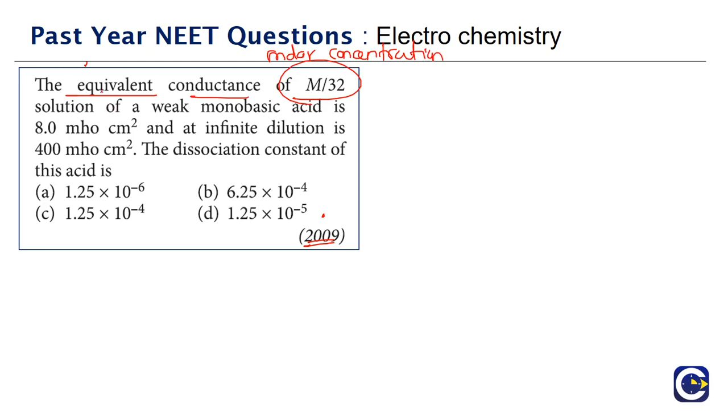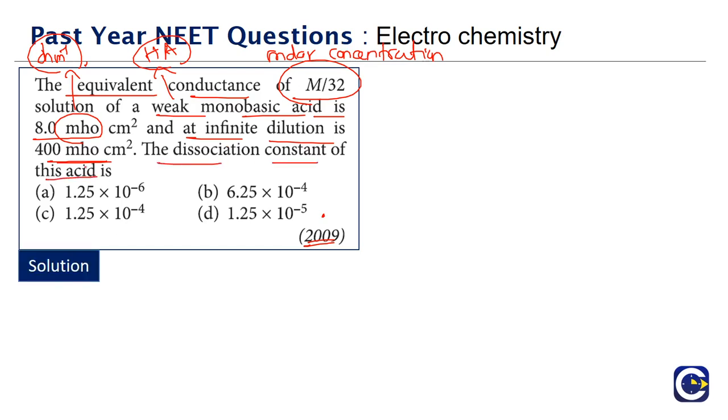The equivalent conductance of a M by 32 solution of a weak monobasic acid. Weak monobasic acid means what? The acid of the type HA is 8 mho, mho being ohm inverse, which can also be written as mho centimeter square. And at infinite dilution, what is the value of this? 400. The dissociation constant of this acid is? So we have to find the dissociation constant of the acid. See what they are giving us. They are giving us the equivalent conductance at the given concentration, and they are also giving us the equivalent conductance at infinite dilution.